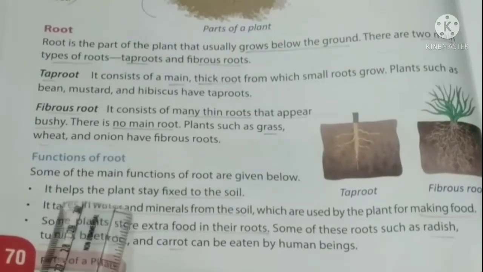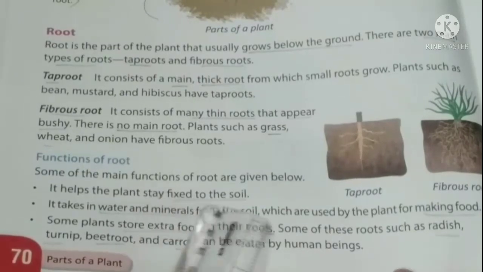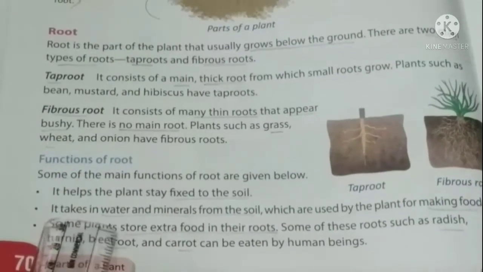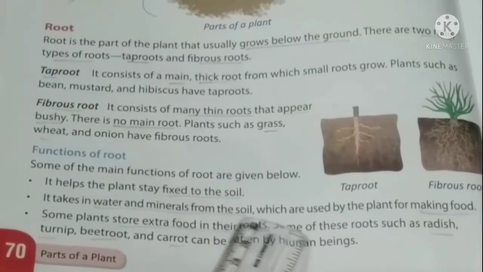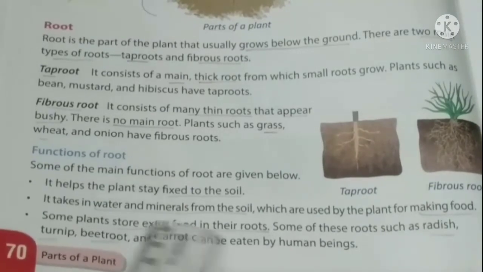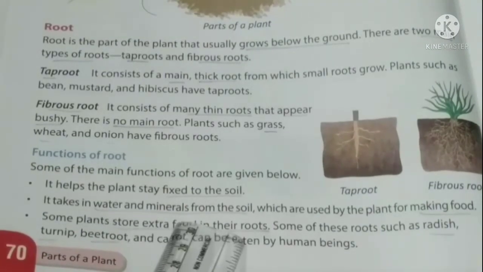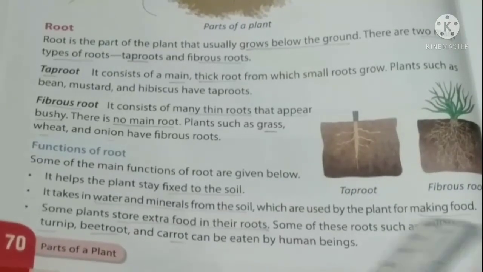First point, it helps the plant stay fixed to the soil. Underline the words fixed to the soil. Second point, it takes in water and minerals from the soil which are used by the plant for making food. Underline the words water and minerals from the soil. Next, underline the words making food.